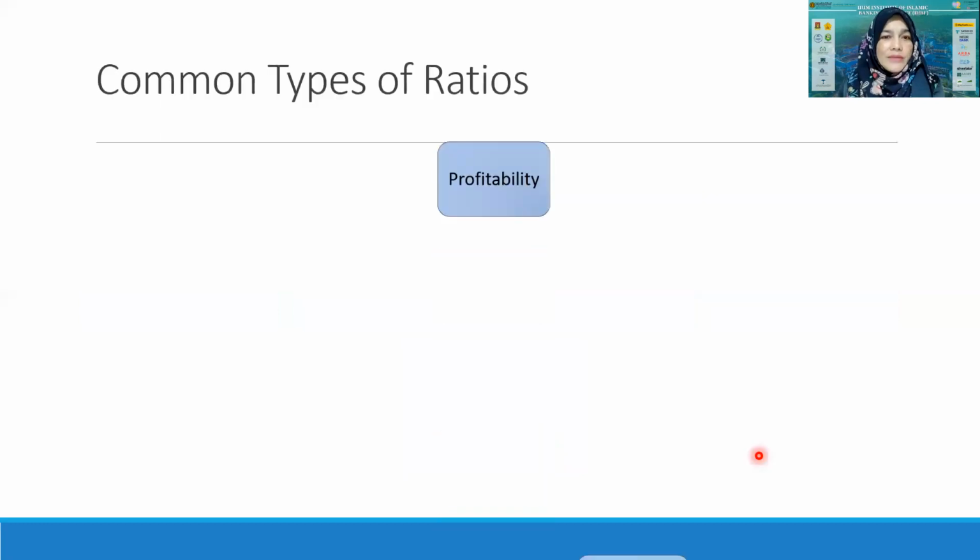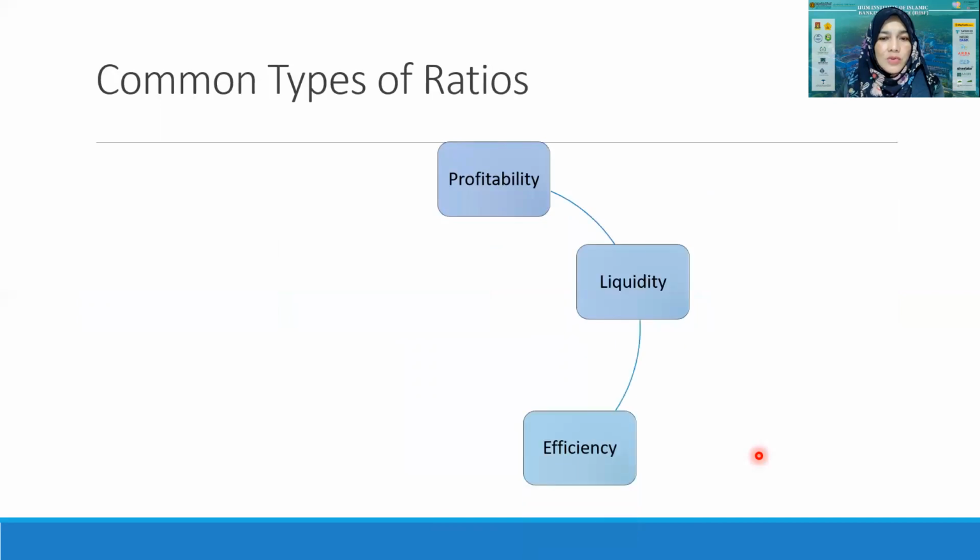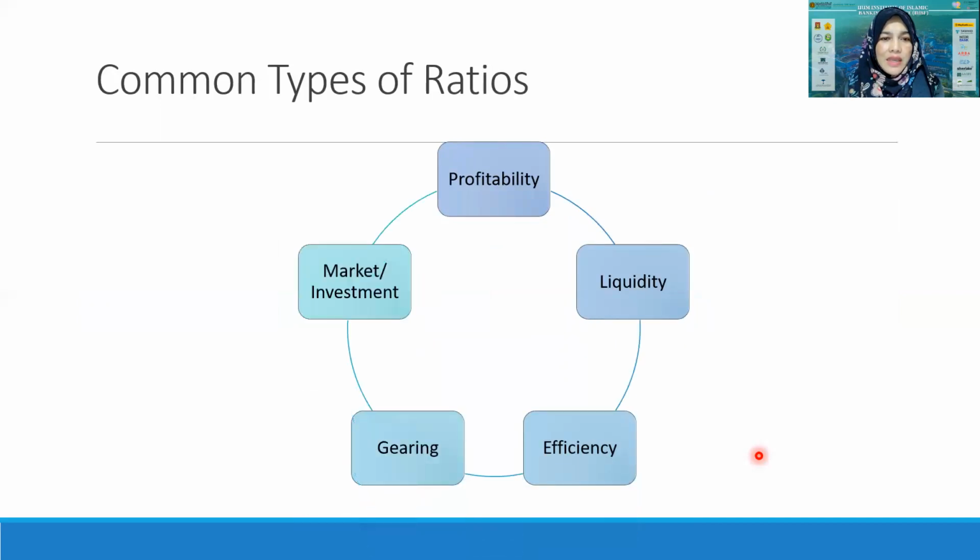These are the common types of ratio: profitability ratio, liquidity ratio, efficiency ratio, gearing, and market or investment ratio. You have to focus on this as well, because I would include this topic in the final assignment. You have to be able to do the calculation as well. Of course, I will show you the accounts, and then you have to pick the figures and calculate the ratio. So these are the five categories of ratios.